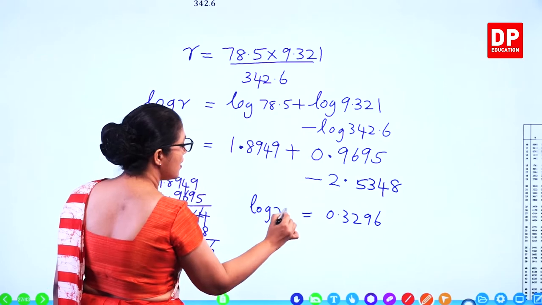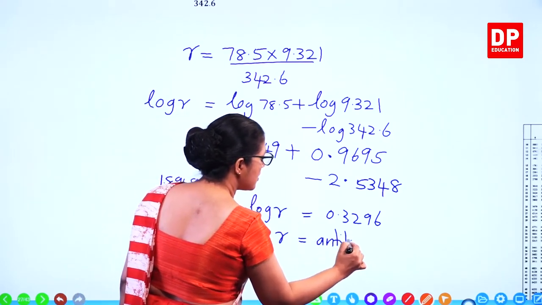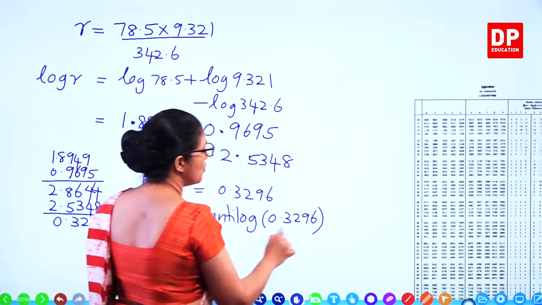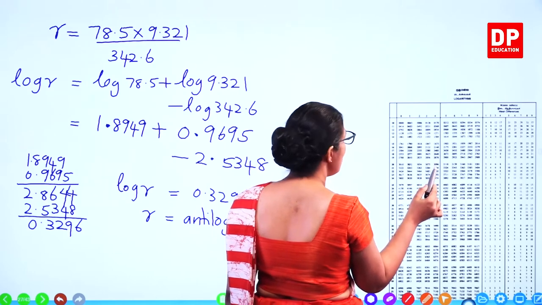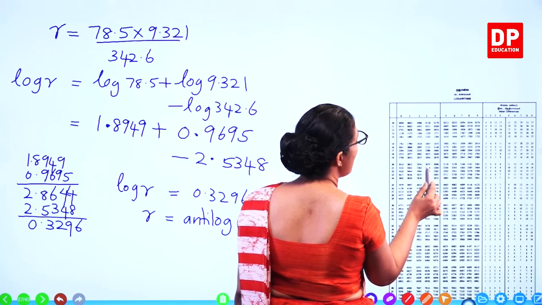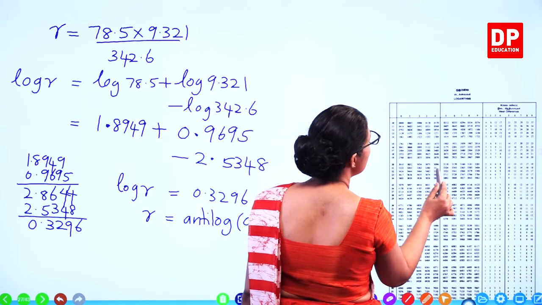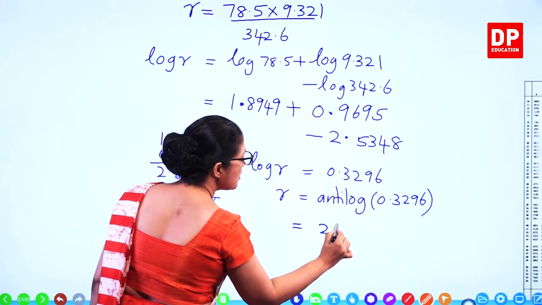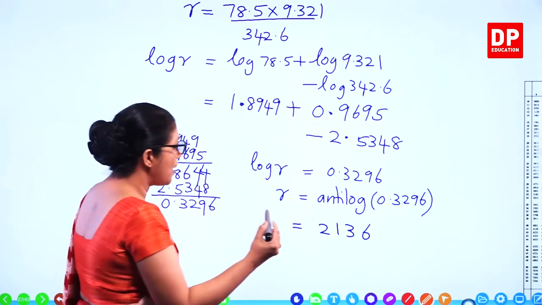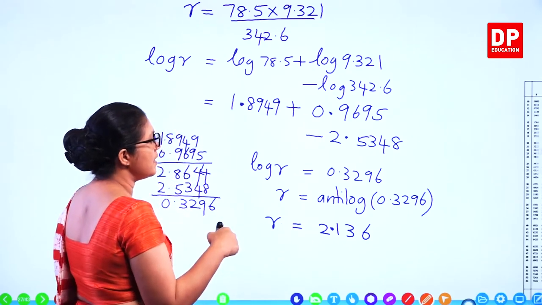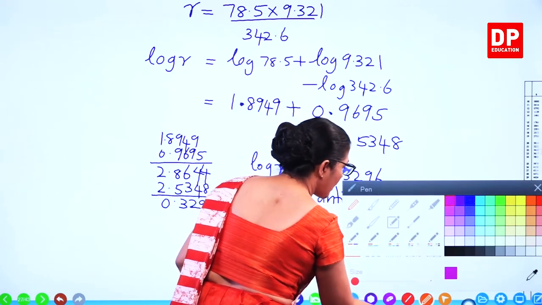0.3296 is log of R. How do you find R? Take anti-log. Anti-log of 0.3296. In the table, we need to find where you get 3296. 3284 is there. 96 means you need another 12. 21, 3, 6. And here 0 point something. So that means 2 point. In scientific notation, that becomes 2.136. That's the answer. Now let's see how many marks.